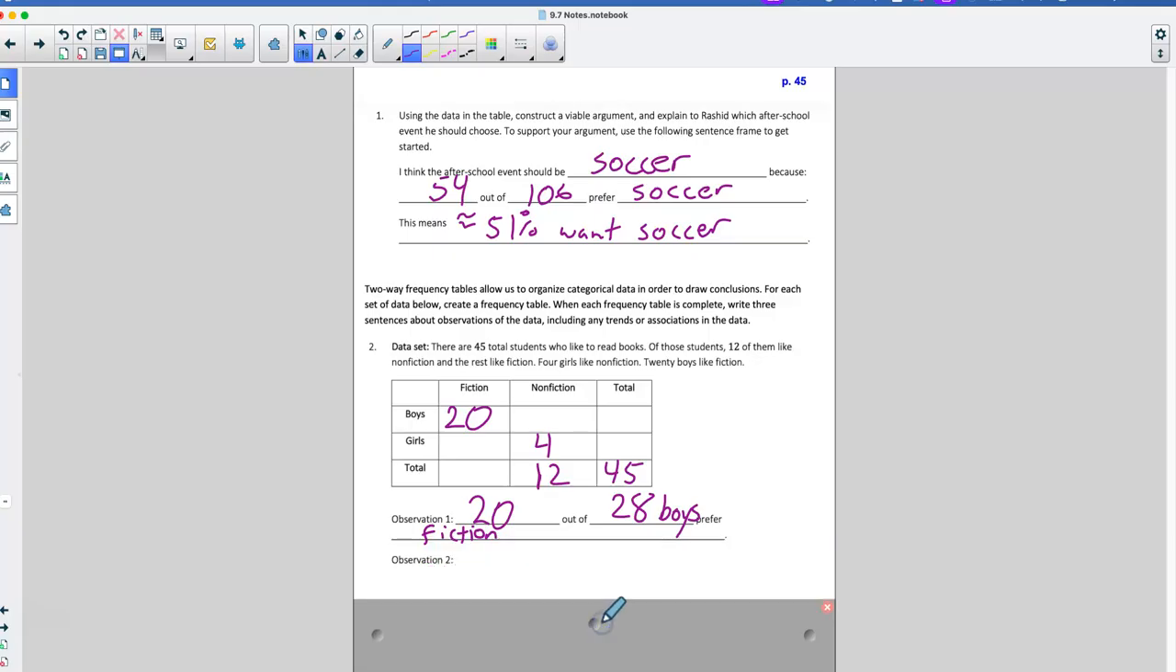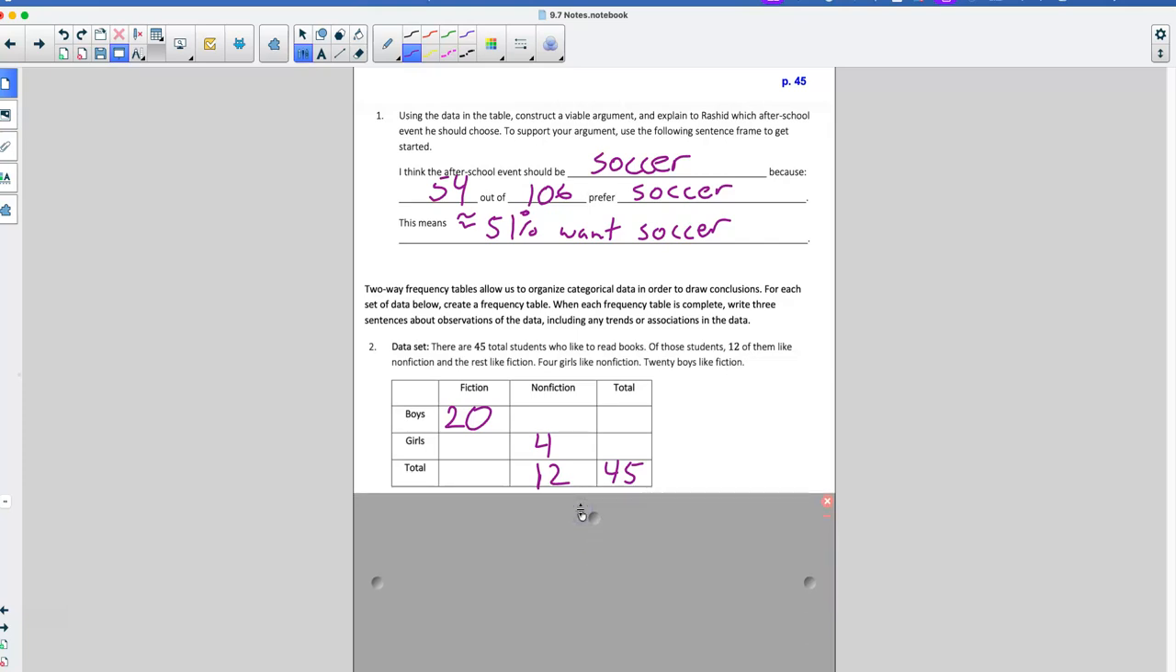When I looked at the next one, number 2, we're given some information, and I just went ahead and already put that in there so I had more time to talk about it. So you've got to copy this down as well, and it's kind of a puzzle. You've got to figure out how to fill in these pieces. When it tells you a total, that's the total of everything. So that's why the 45 is down below here. It says of those students, 12 of them liked nonfiction. So I put my total right there, which is 12. Then it says 4 girls like nonfiction, not a total, so I filled that in that column. And then 20 boys like fiction. So now you've got to figure out what the missing pieces are.